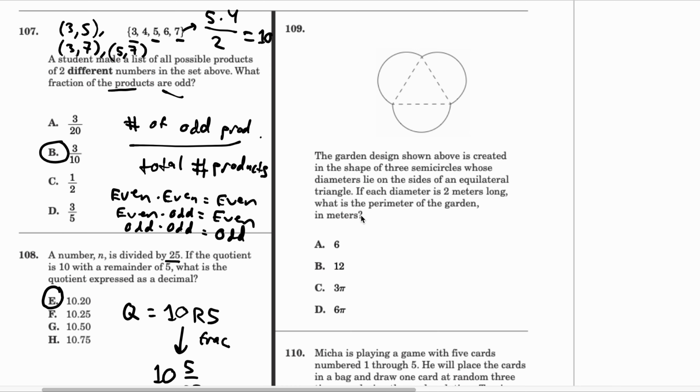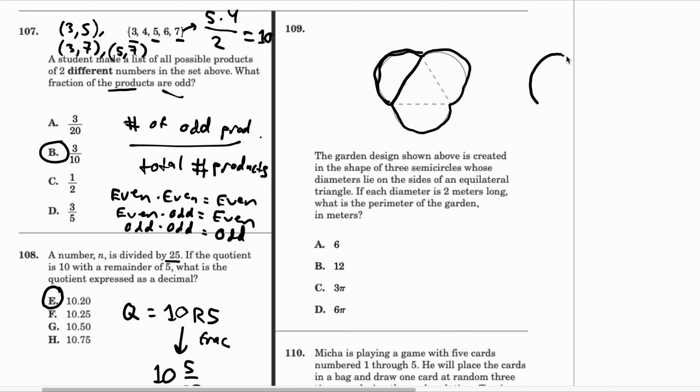First of all, the perimeter of the garden, I'm going to outline it. It's this outer region, and that's our perimeter. We're told that each diameter is 2 meters long here. So this is one semicircle, and if it has a diameter of 2 meters, this is its diameter. So this is our half circle.